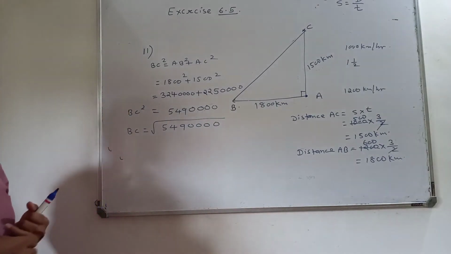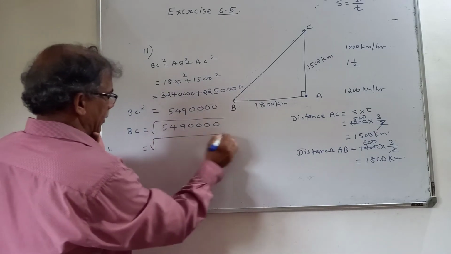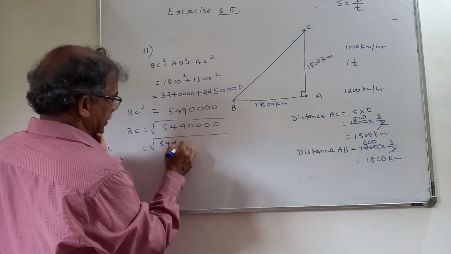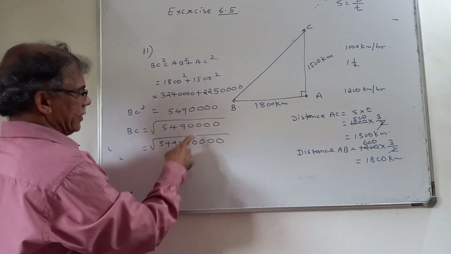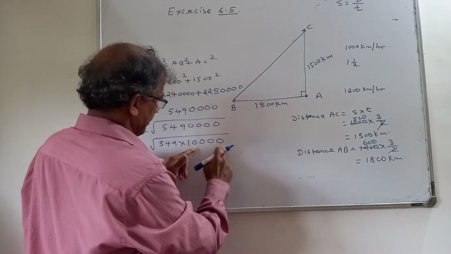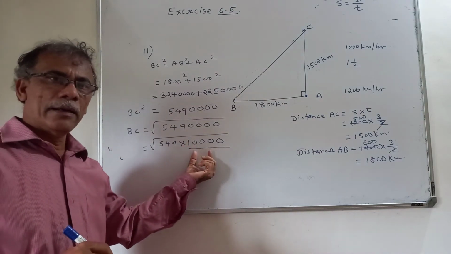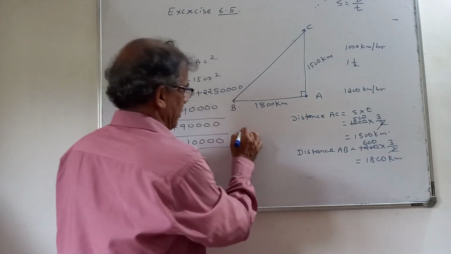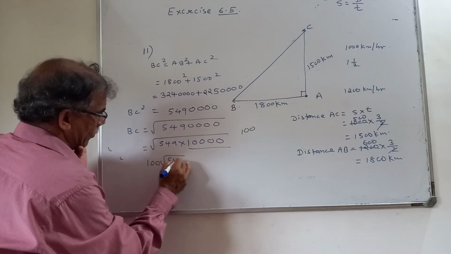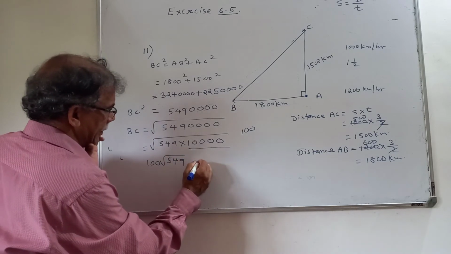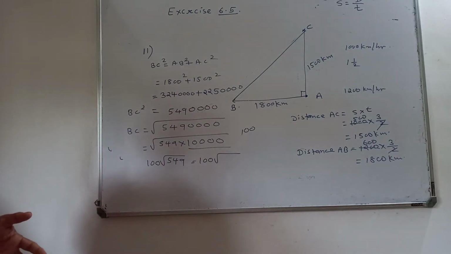Now how to find the square root of this? See, I will modify this number like this. This is the square root of 549 into 10,000. See, 549 into this same number. Now why have I taken it this way? Because we can write the square root of this. On the 1 there are 4 zeros, so in the original number there will be 2 zeros, 100. So that is 100 root 549.